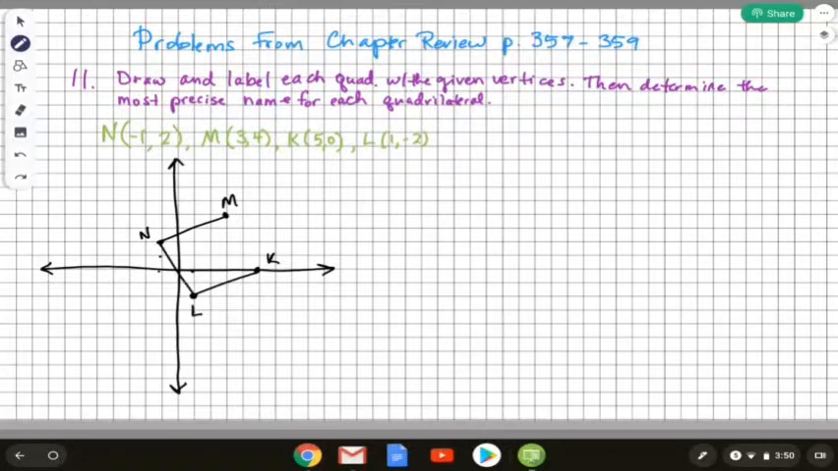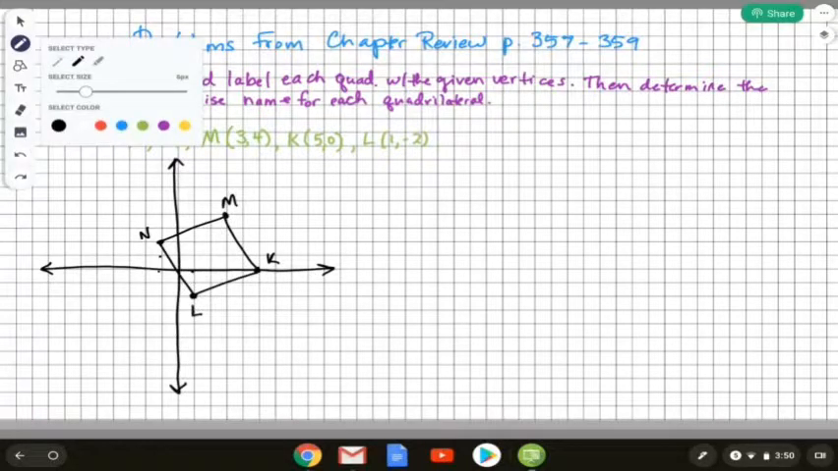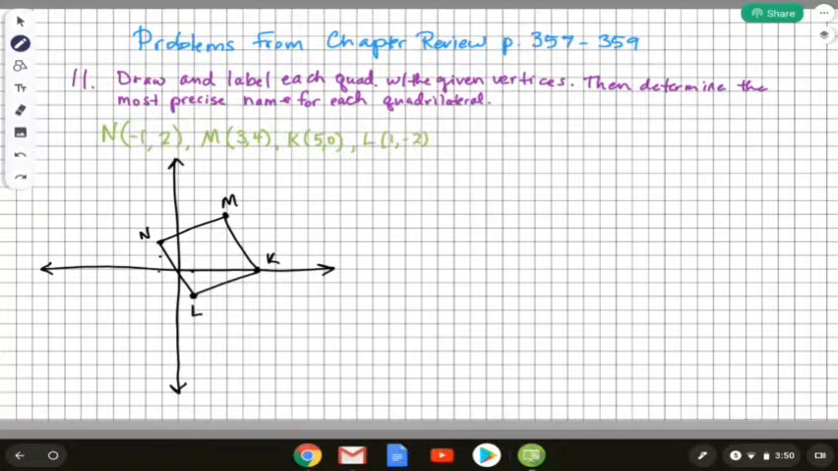So once I connect these vertices, I can make a guess of what it looks like. It looks to me like this is a parallelogram at least, and maybe a rhombus. Since I'm thinking that it may be a rhombus, I'm going to check the lengths of the sides. So I'm going to find NM, and I'm using the distance formula to do that.